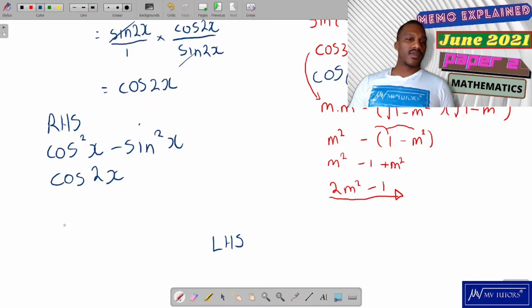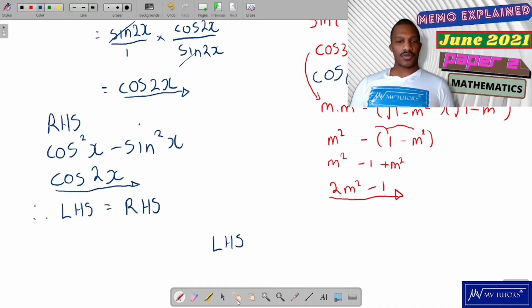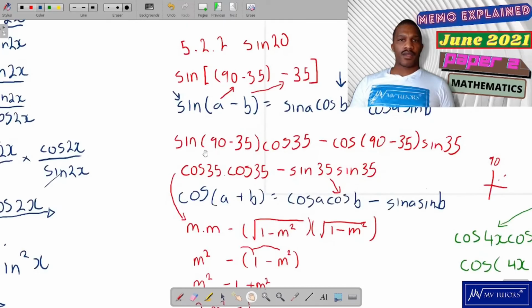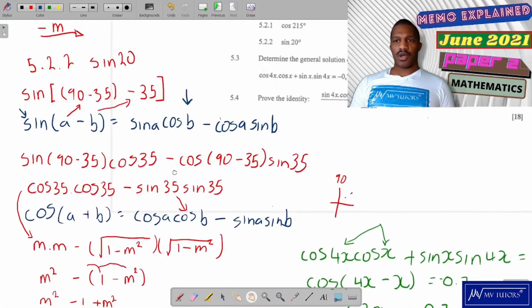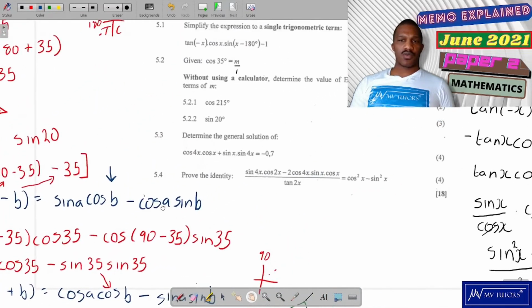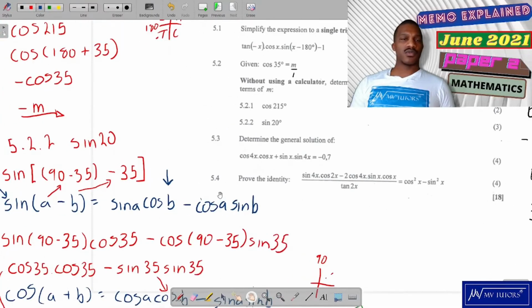And now I can therefore conclude that my left hand side is equal to my right hand side. Both of them are equal to cos of 2x. Okay, was that the last question? Oh yes it was. Yes, it was the last question.